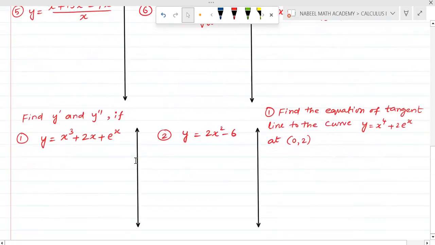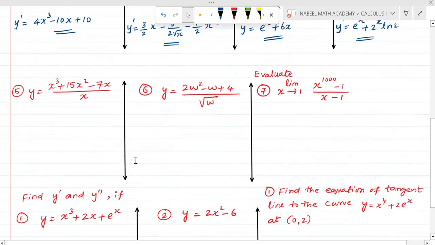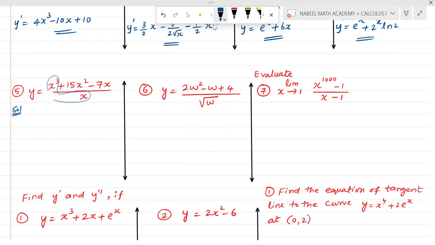Now let us go to the next problem here. So here you have a division of terms: x cube plus 15x square minus 7x, over x. So I will divide this part. If I divide it, what happens? If I separate, you can just separate each part with the x in the denominator.